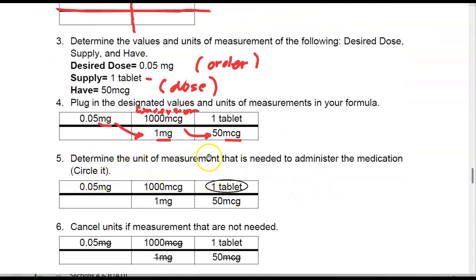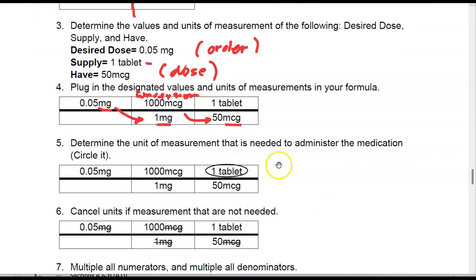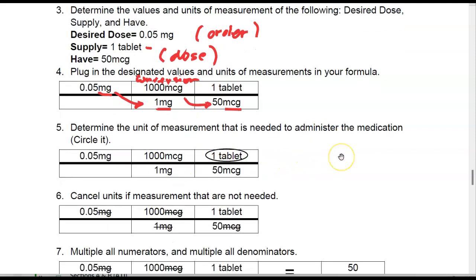Anyway, once you do that, you determine the unit of measurement that is needed to administer the medication. So again, how am I going to give the medication? Well, as we know, it says that it's supplied in tablets. That's how I'm going to give the medication, in the form of tablets. So that's when we circle it. Once we determine it, we circle it.